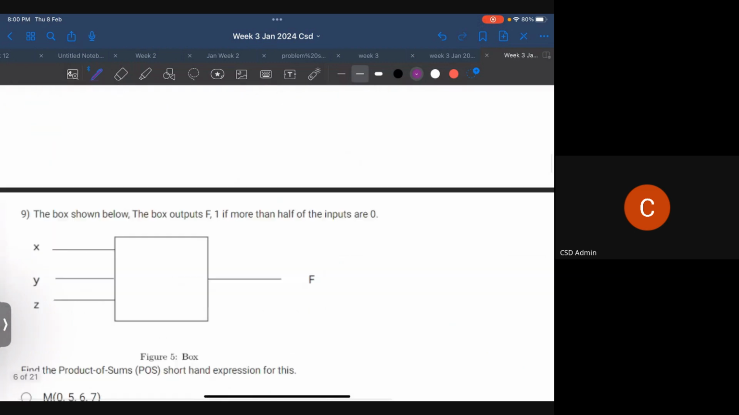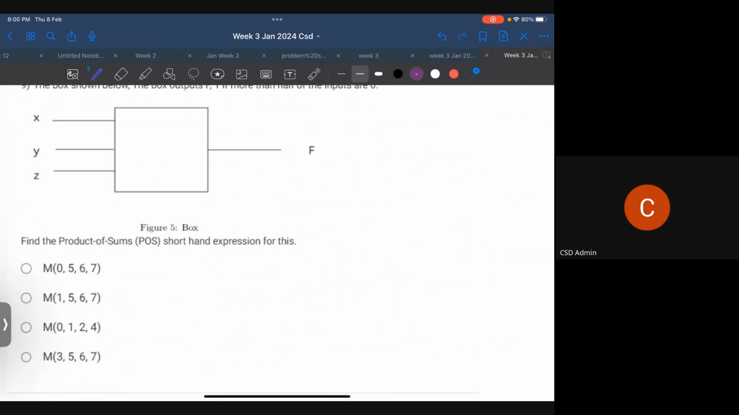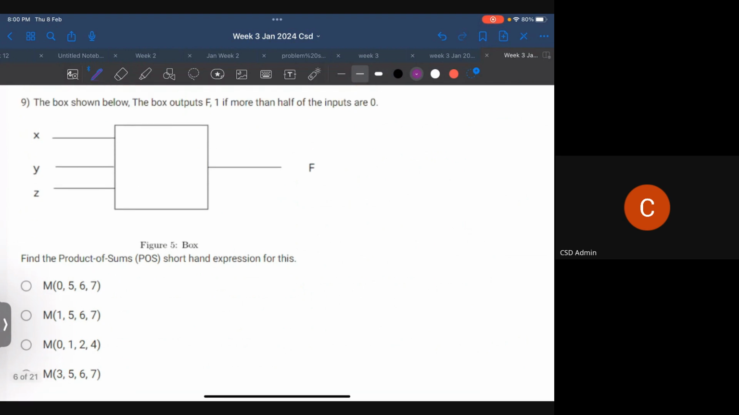Now let's go to the next question. The box output is 1 if more than half of the inputs are 0. There are three inputs, X, Y, Z. Half is 1.5, so at least two inputs are 0.